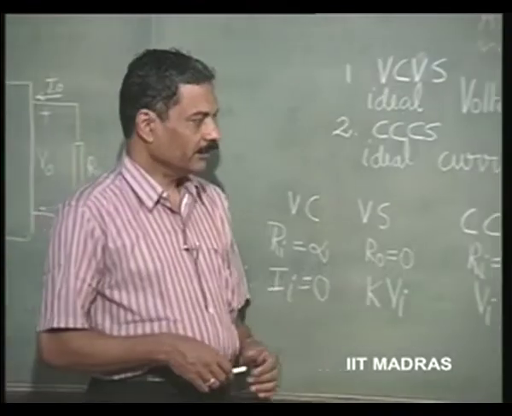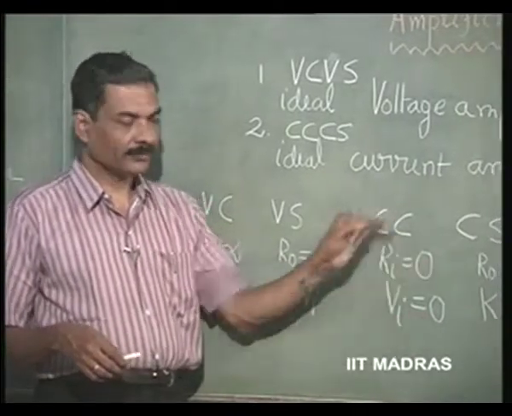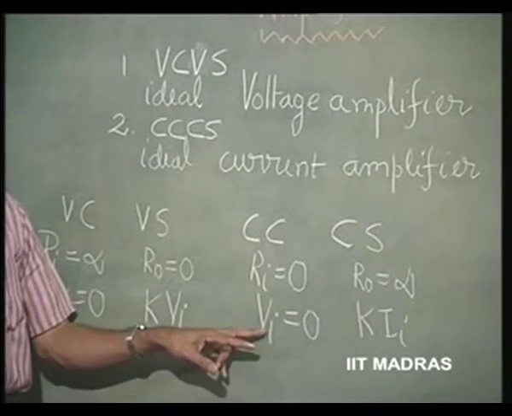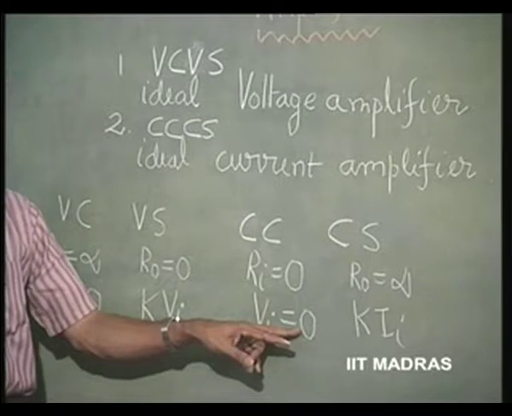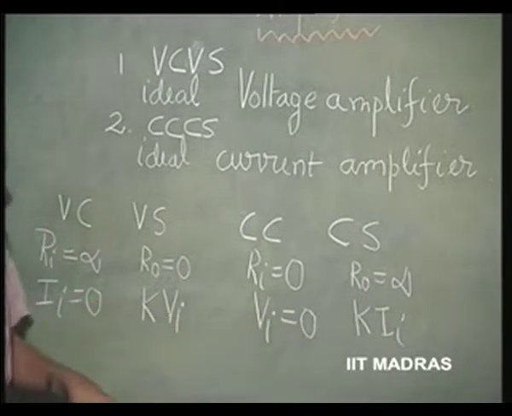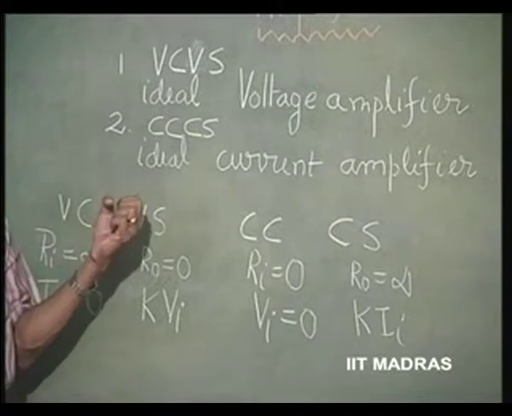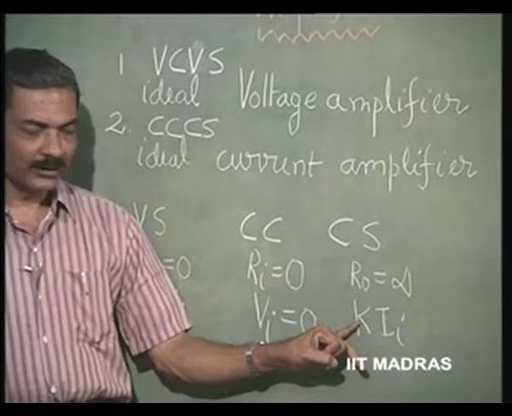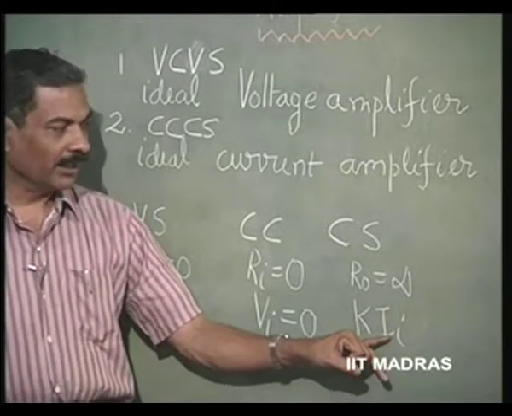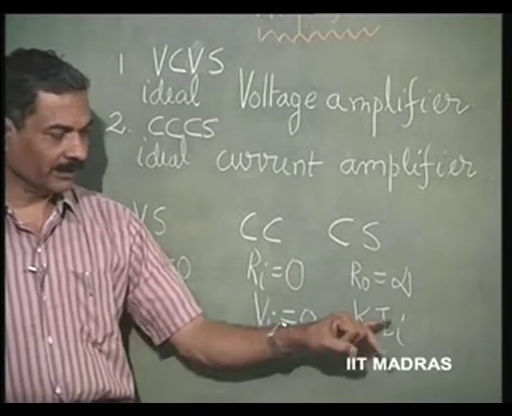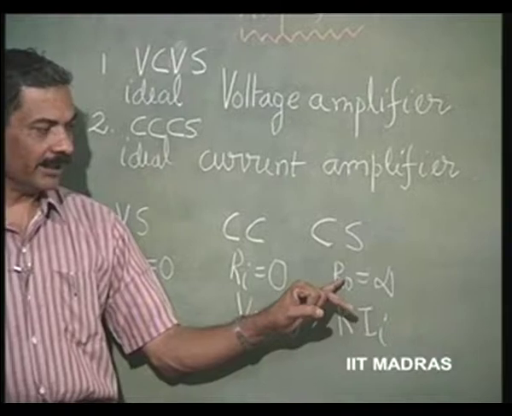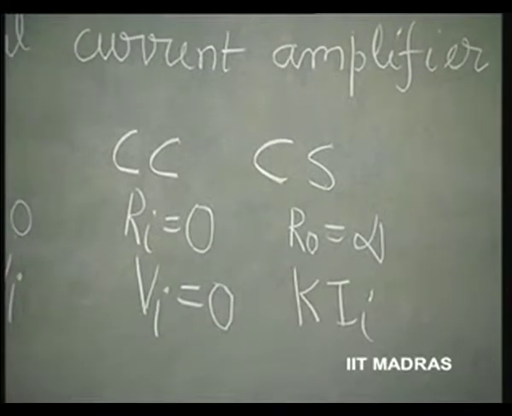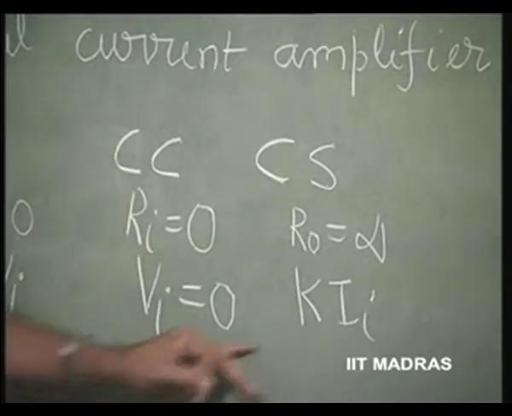Then we said if it is current controlled, obviously R I is going to be 0 ideally, and therefore V I is 0 for the input port, which means it is basically controlled by I I, and output current, the short circuit current of course, is going to be k times I I. The current source, which is having k times I I as the current, has a shunt resistance of infinity. So, this is where we had stopped, the current controlled current source.